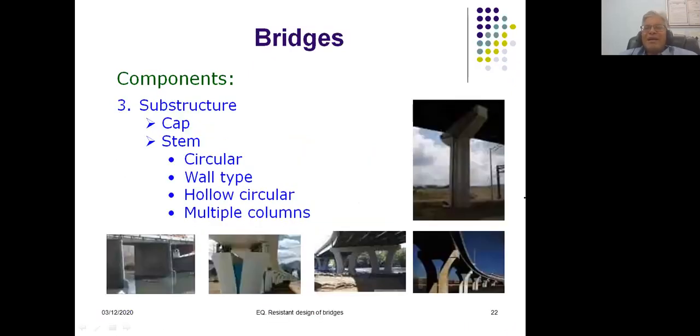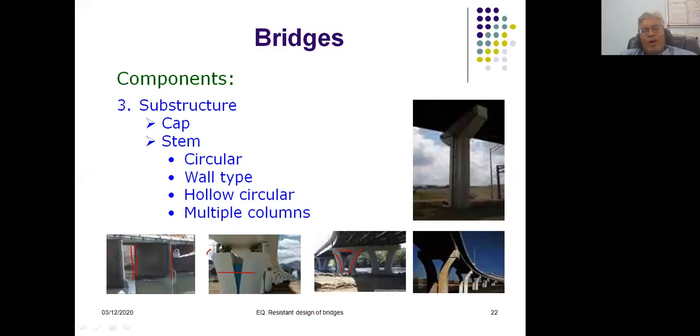Again, there is wide variation as far as the substructure is concerned, and here the shapes are also many times important. So this is a very traditional kind of pier or abutment used in the older bridges, but nowadays you find very new shapes. So these are the kinds of pier or abutment which are provided. This is also a hollow or frame type of pier. So this is the thing.